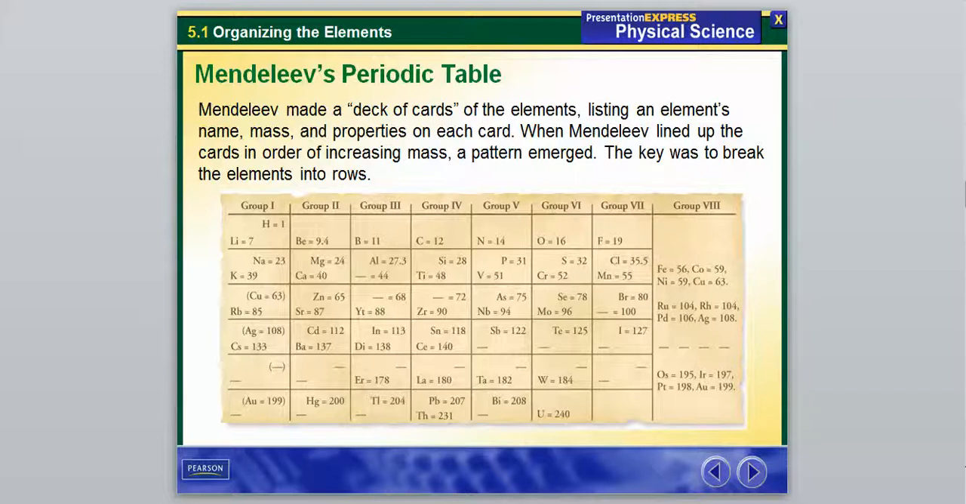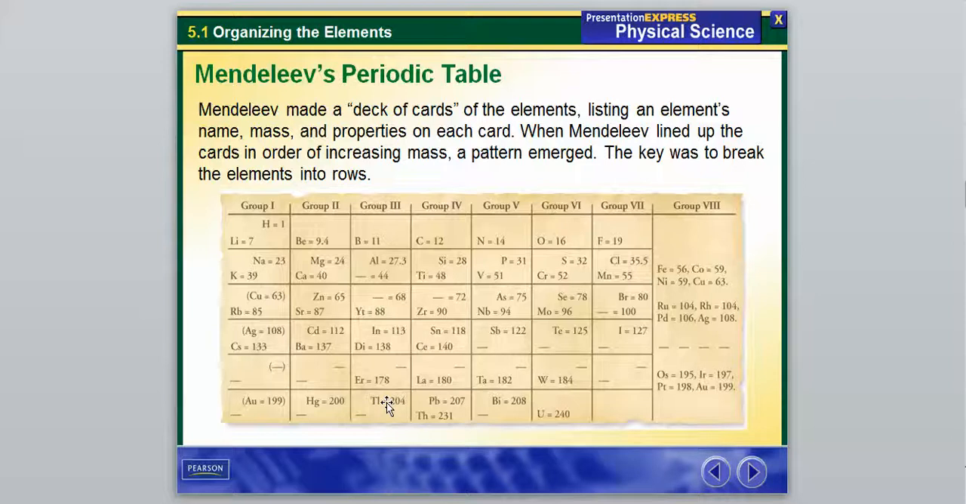So if we look here, he organized the elements in rows, and again, a row is from left to right, a column is up and down. So he went from left to right in order of increasing mass. The smallest one, hydrogen equals 1, started over here on the left. We have lithium 7, beryllium 9.4, boron 11, carbon 12, nitrogen 14, oxygen 16, fluorine 19, and then you can see the numbers just keep getting bigger as we go across the rows. So that is how he organized his elements.